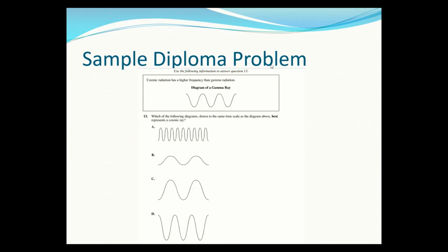Cosmic radiation has a higher frequency than gamma radiation. So frequency is a hard thing to visualize and picture, but wavelength is a lot easier, right? And remember that with v equals lambda f, if we have a higher frequency, we have a lower or smaller wavelength. So we're looking for something with a smaller wavelength, and wavelength is the distance from here to here. So the only one that has a smaller distance from crest to crest is going to be A, and A is the correct answer.